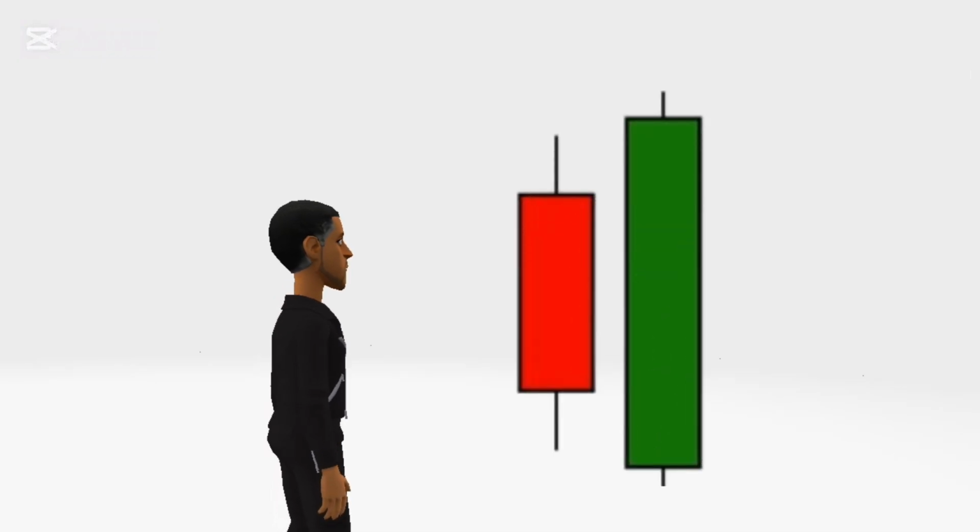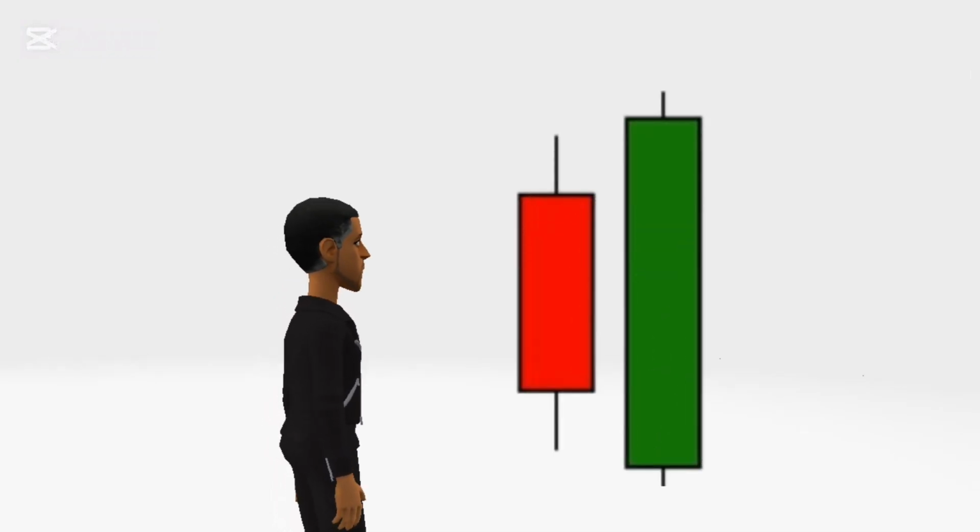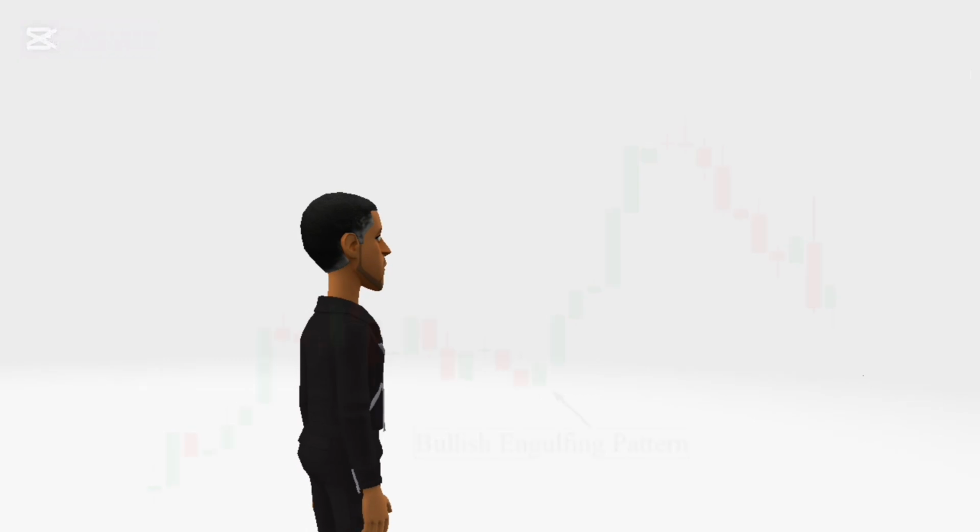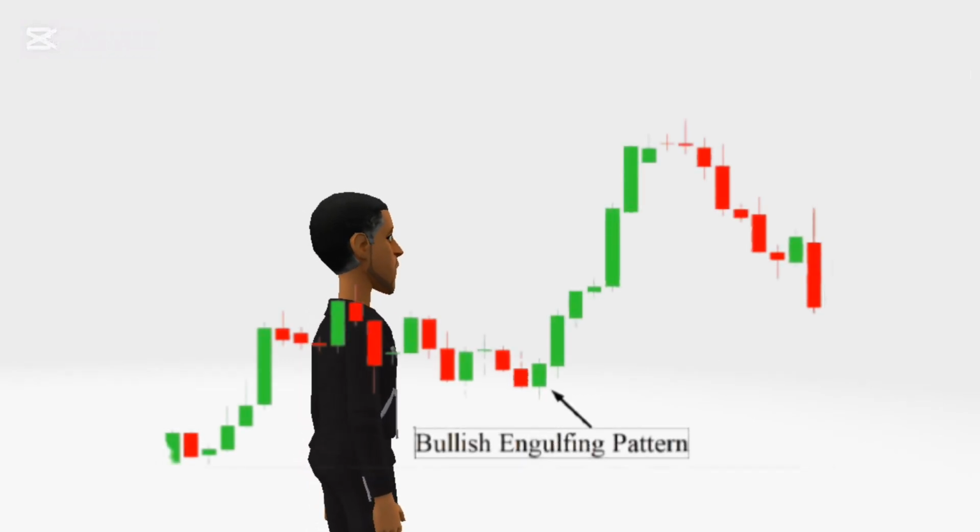Bullish engulfing candlestick. A small red candle followed by a big green one. That's a bullish engulfing pattern. If this appears at the end of a sell trend, it probably means buyers are taking over.